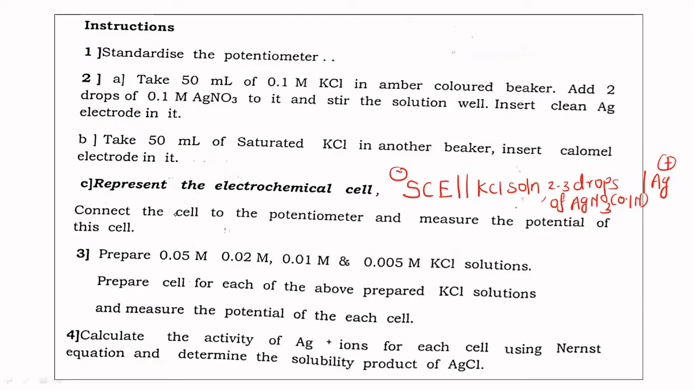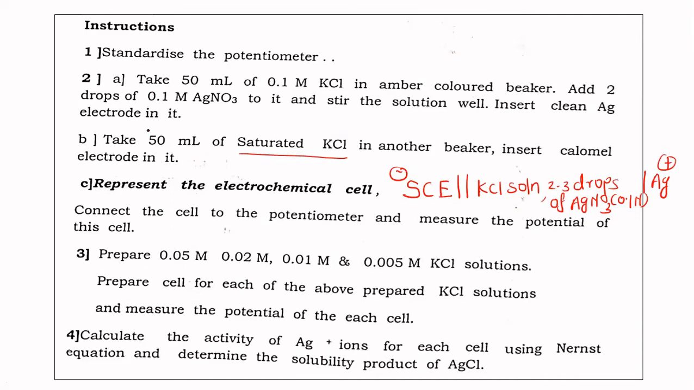So let us see the process of the experiment. First of all, we have to take 50 ml of 0.1 molar KCl in a beaker and add 2 drops of silver nitrate to it and shake the solution well. Later on, we have to insert the clean silver electrode in it. In another beaker, we have to take 50 ml of the saturated KCl solution and insert a calomel electrode in it.